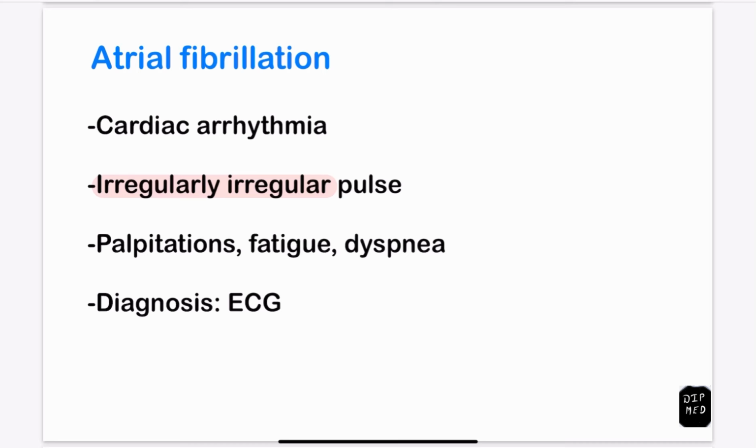It results in an irregularly irregular pulse, and I have highlighted the words irregularly irregular because it's a classic feature of this disease. It can cause palpitations, fatigue, and dyspnea. We'll talk more about these later on, and it can be diagnosed by an ECG.